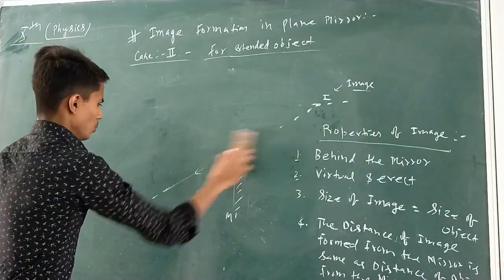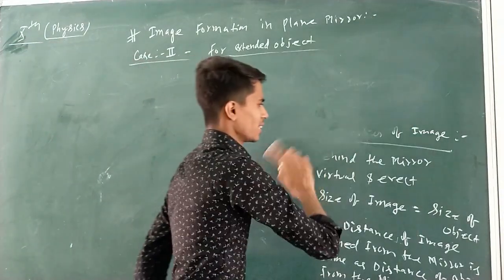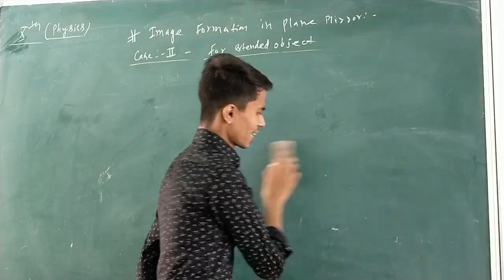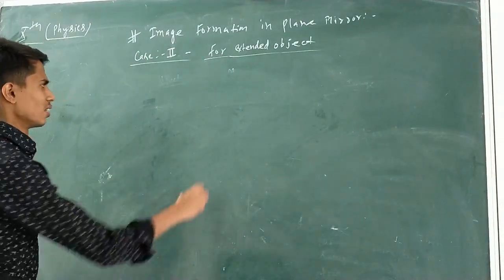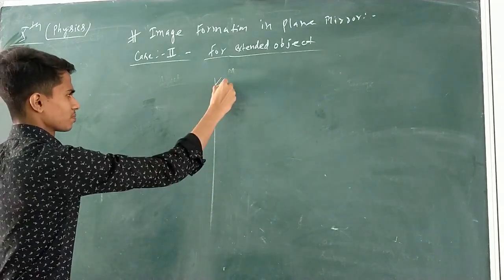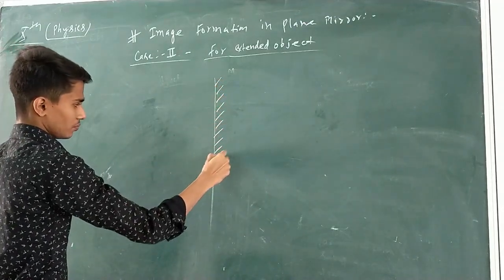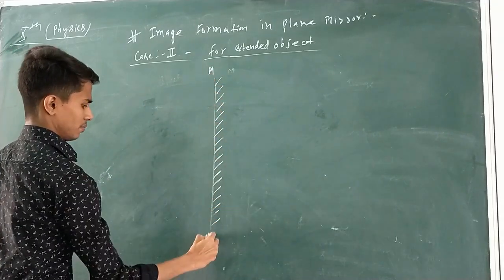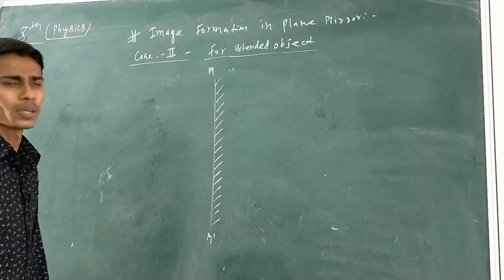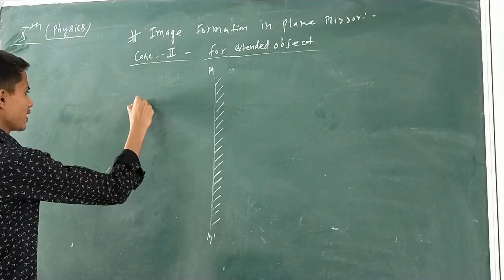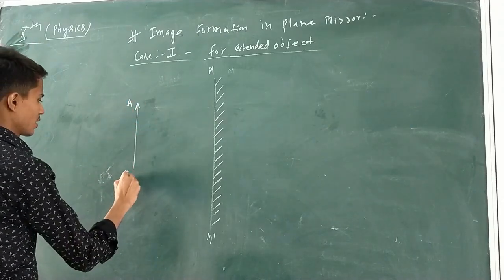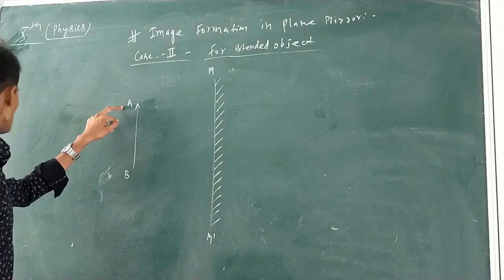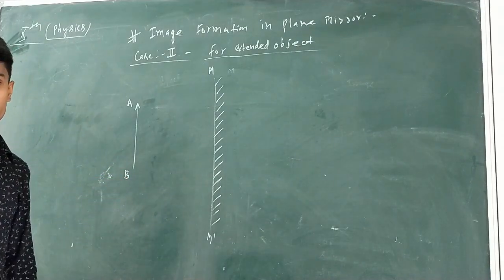Now we have to draw the image formation again in a plane mirror, now for an extended object. Carefully observe. Let this be a mirror, M dash B is the end. Let an extended object AB be placed in front of the mirror. A is the top position of the object and B is the bottom position of the object.